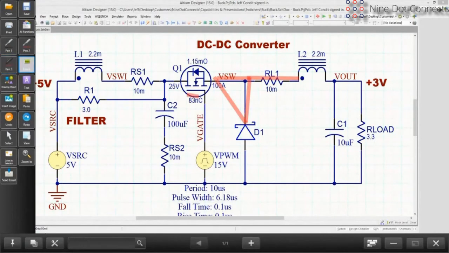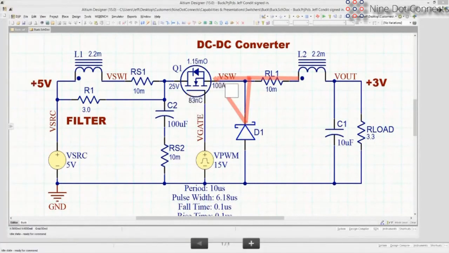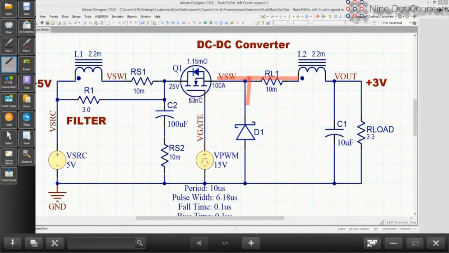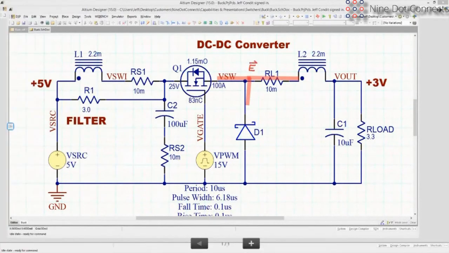That is something that will radiate very significantly. And it will radiate an electric field because the voltage is changing very fast. And if that's a long node, it has a lot of area, a lot of space on it, it's going to have a lot of capacitance to the outside world, and it's going to radiate a lot of energy. So you want to keep that node very, very small.